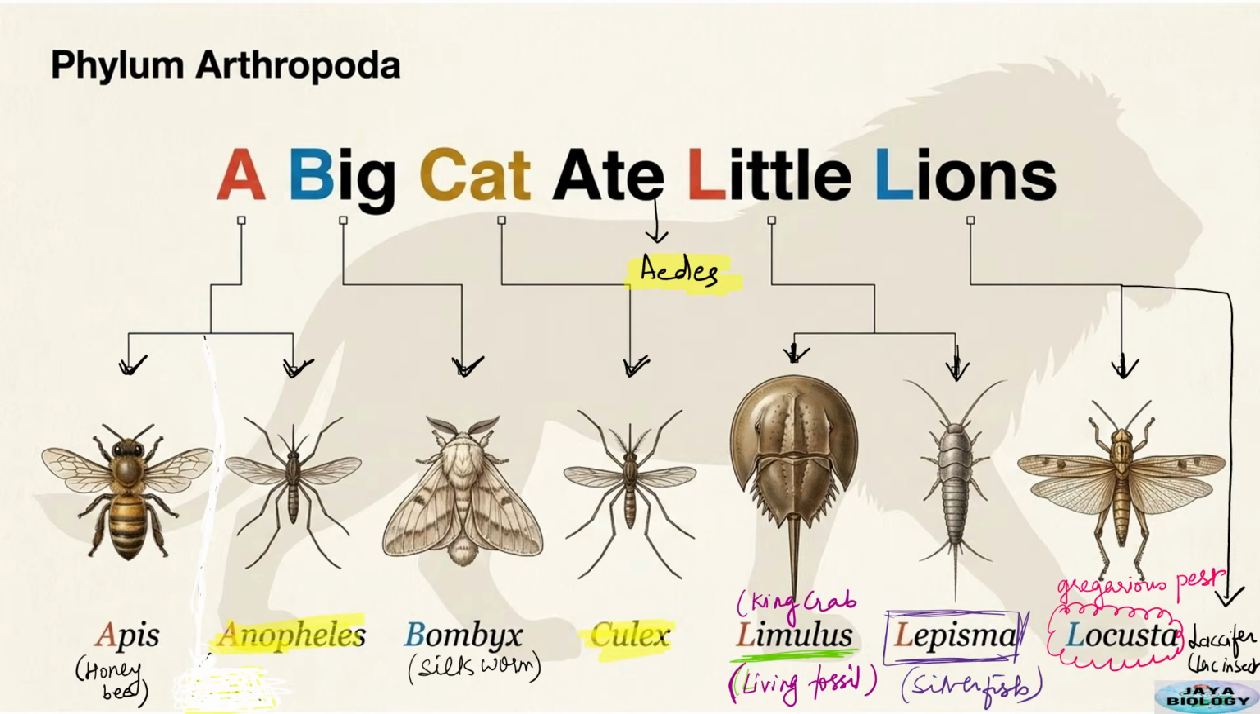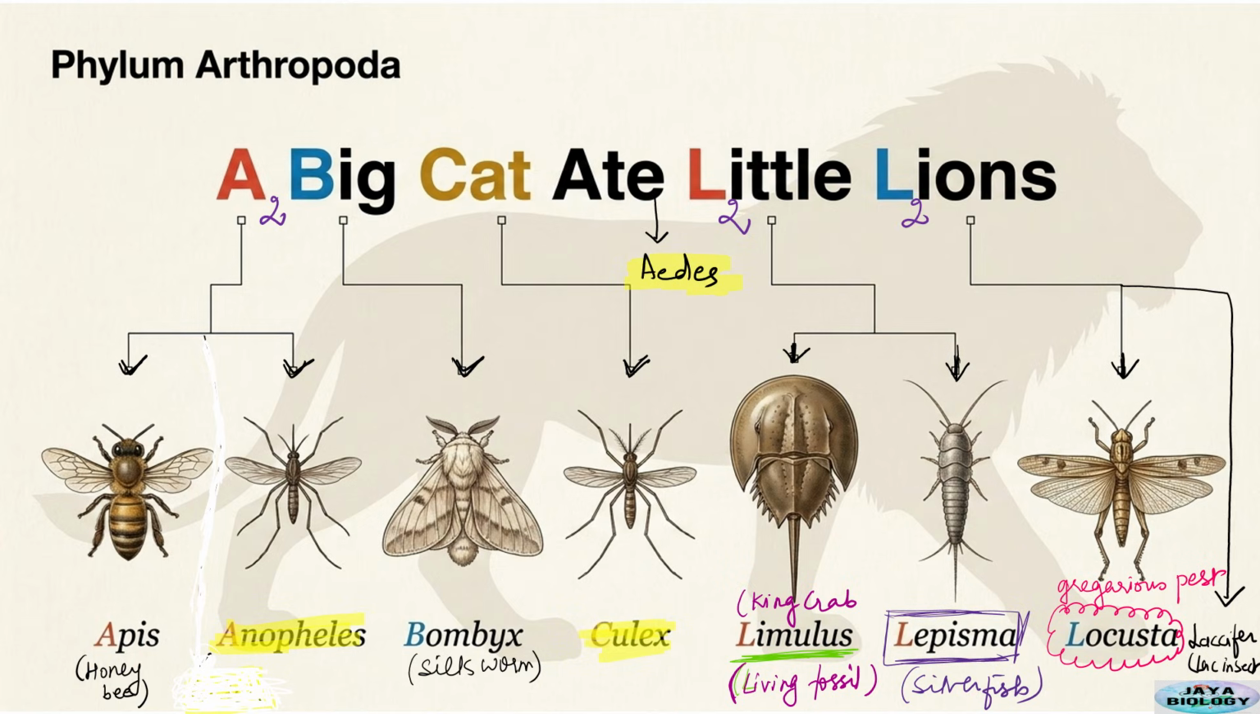Phylum Arthropoda, which is very important, you have to learn it very carefully. A big cat ate little lions. A, two examples are there: Apis, honeybee, Anopheles. Big, Bombyx, silkworm. Cat, Culex, Aedes. Little, two examples are there: Limulus and Lepisma. And lions, again two examples, Locusta and Laccifer.